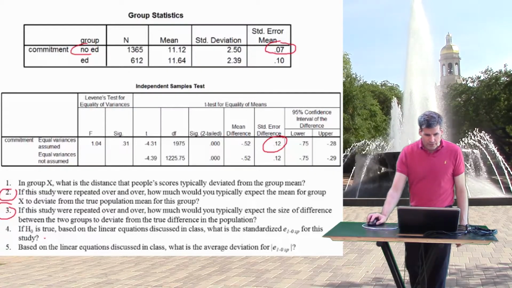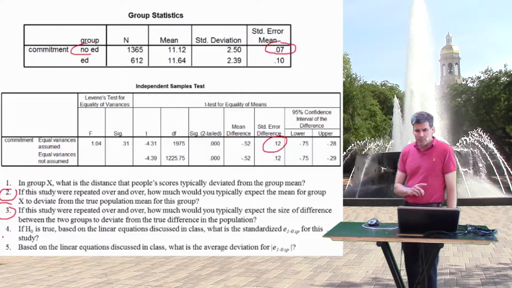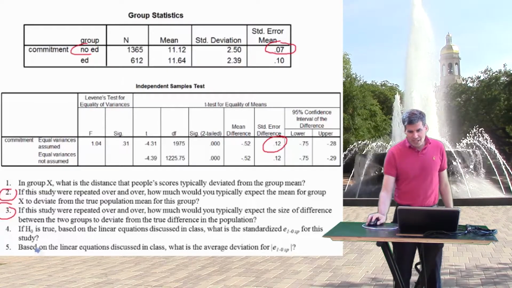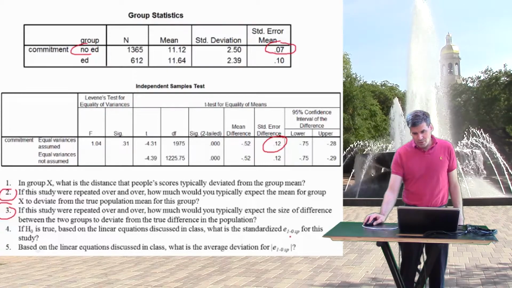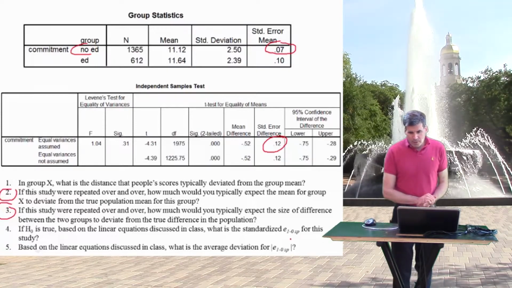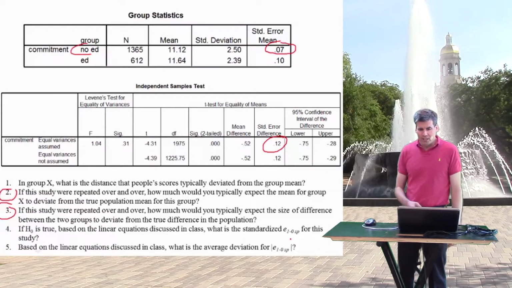Question four, if the null hypothesis is true, and based on the linear equations we discussed in class, what is the standardized error, then I have E sub 1 minus 0 SP, that stands for the standardized error for the difference between groups 1 and 0, the difference between means, for sample S from population P. In other words, if we assume the null hypothesis is true, what is the standardized error for this study?